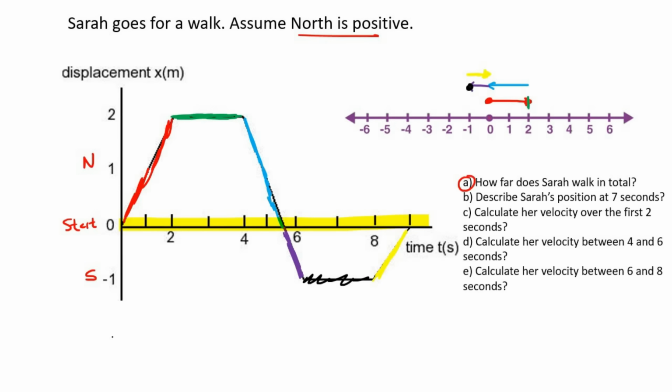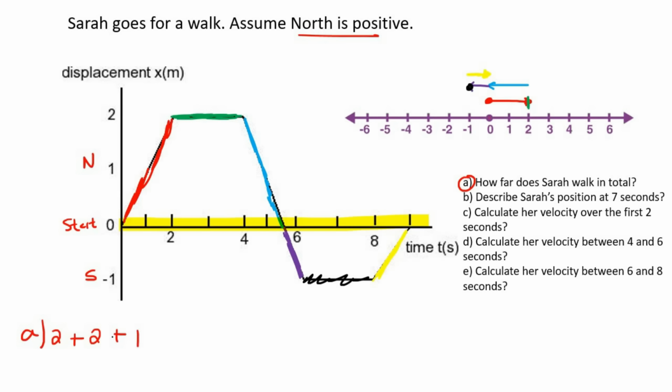The first one says, how far does Sarah walk in total? Well, that's just adding up all these little distances. So for this first red part, that was 2 meters. So we say 2 meters plus. Then over here, she did not move. Then over here, that was 2 meters again. That's where she came back over here. So that's going to be 2 meters. And then for this purple part over here, that was 1 meter.